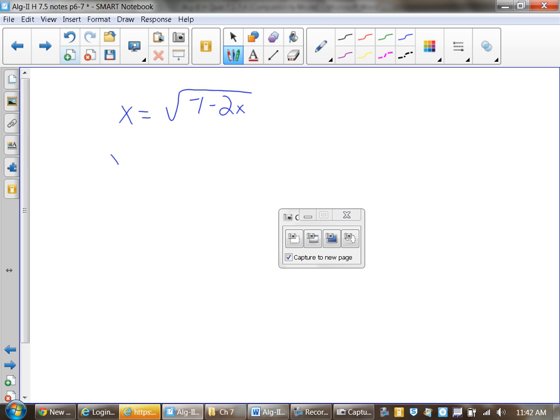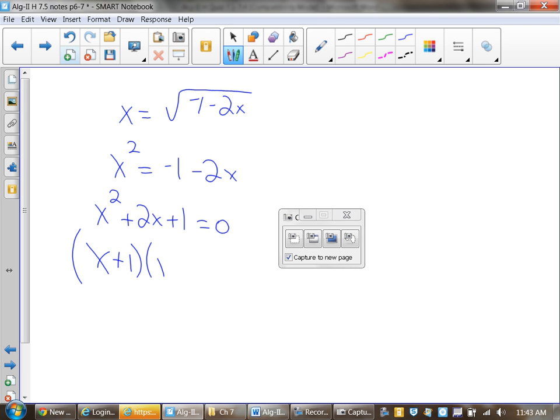Square both sides to start with. Set one side equal to 0. Now from here I have to set it up and figure out my solutions. Well, that's going to be x plus 1, x plus 1. So it's -1 is my solution. Can I take the square root and have it equal a negative when I'm dealing with all real numbers? So that's no solution. In this case, this is a no solution.